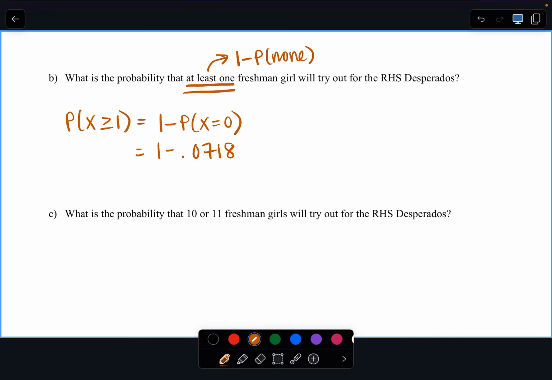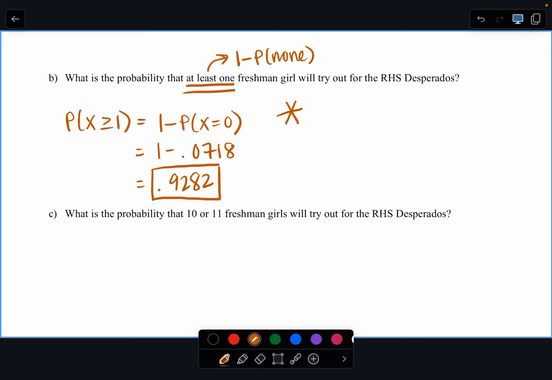0.0718. And if you have done the work in another part of the same question, you don't have to show it again. I got this from part A. I don't have to rewrite binomial PDF, all of that stuff. I can just say it's 0.0718. And so this probability is 0.9282.